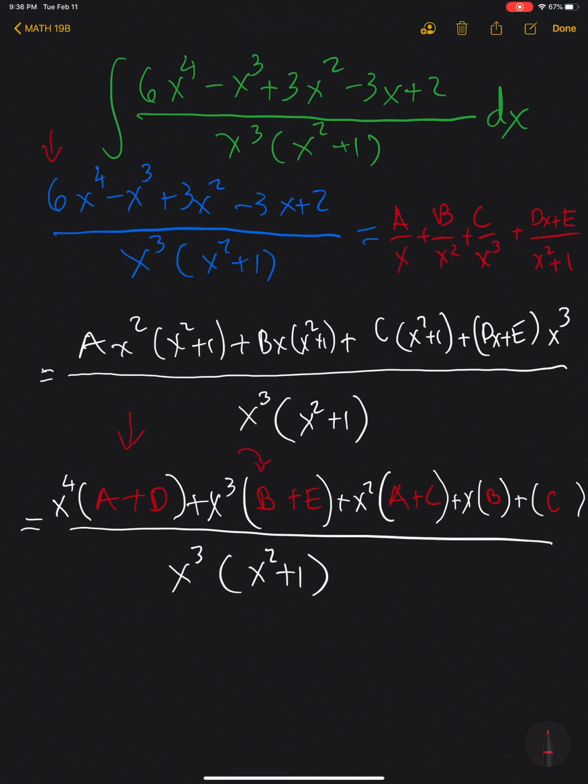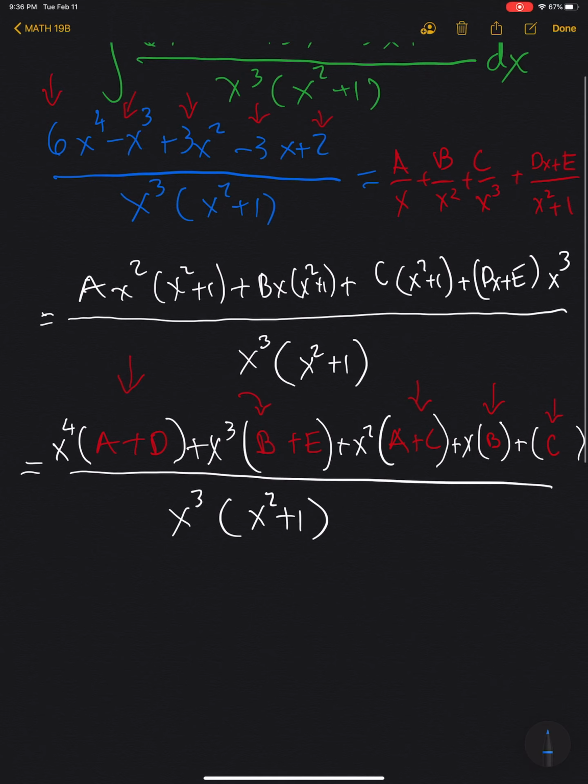Same thing happens with the coefficient of x cubed, should be the same as the coefficient of x cubed in here. The coefficient of x squared down here is the same as the coefficient of x squared over there. The coefficient of x is the same as the coefficient of x over here. And finally, the constant coefficient is the same as the constant coefficient. So I can actually write down the system of equations that works for me. That means if I look at the first coefficient, a plus d equals 6. That's the first equation that I have.